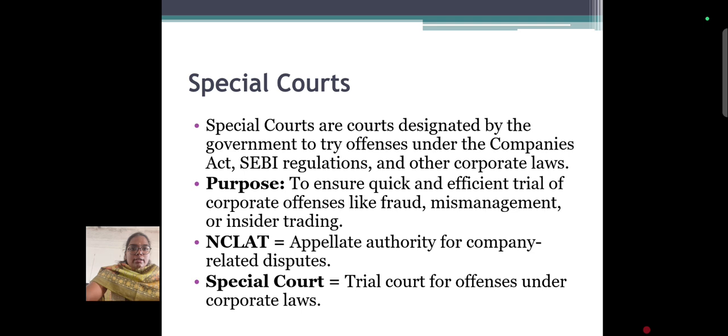Special courts are designated by the government to try offences under the Companies Act, SEBI regulations and other corporate laws. The purpose is to ensure the quick and efficient trial of corporate offences like fraud, mismanagement or insider trading. In simple words, NCLAT is the appellate authority for company related disputes. Special court is the trial court for offences under the corporate laws.